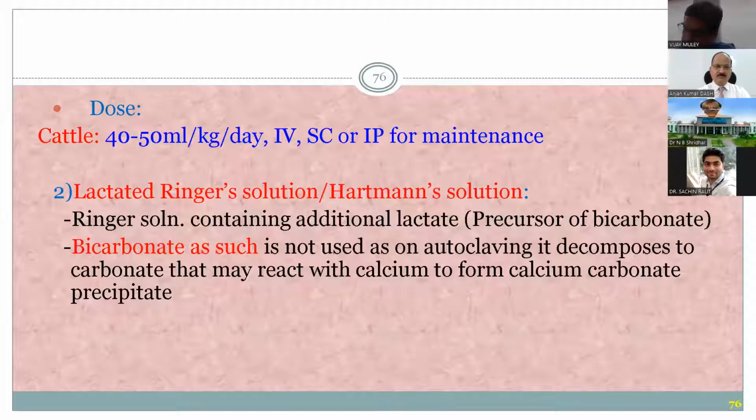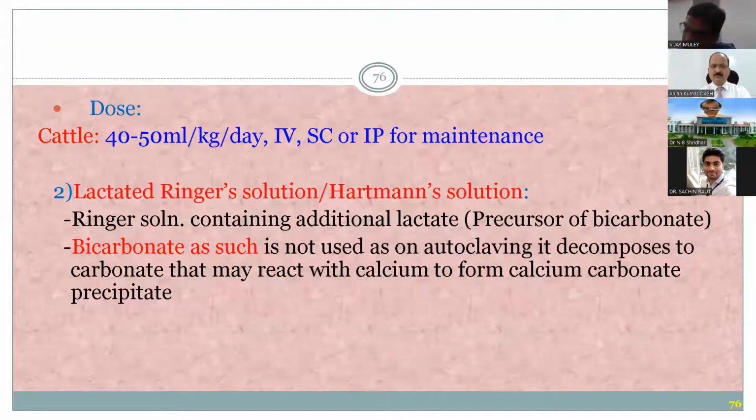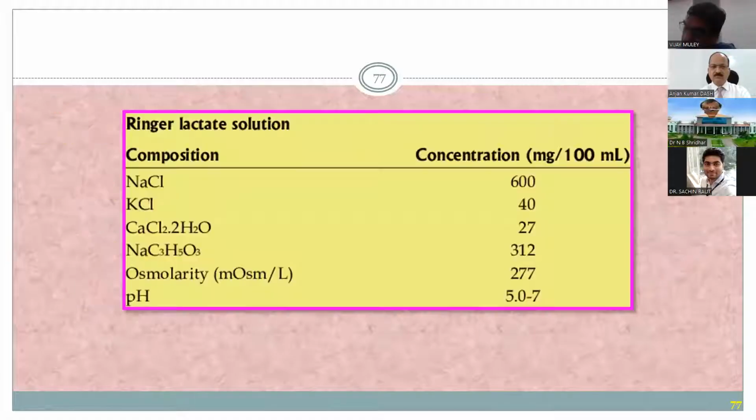This is the total dose. Lactated Ringer solution is also known as Hartmann's solution. This is the Ringer solution containing additional lactate, which is also a precursor of bicarbonate. Here you can see the normal composition of the Ringer solution, and this one contains the lactate. That's why it's called Ringer's lactate.